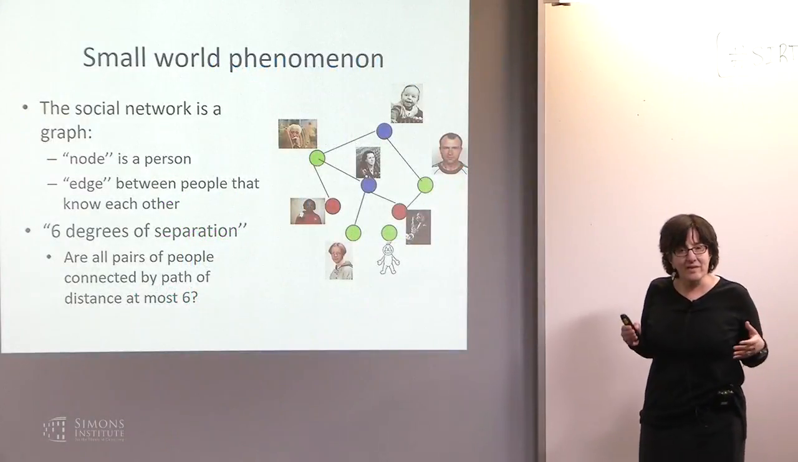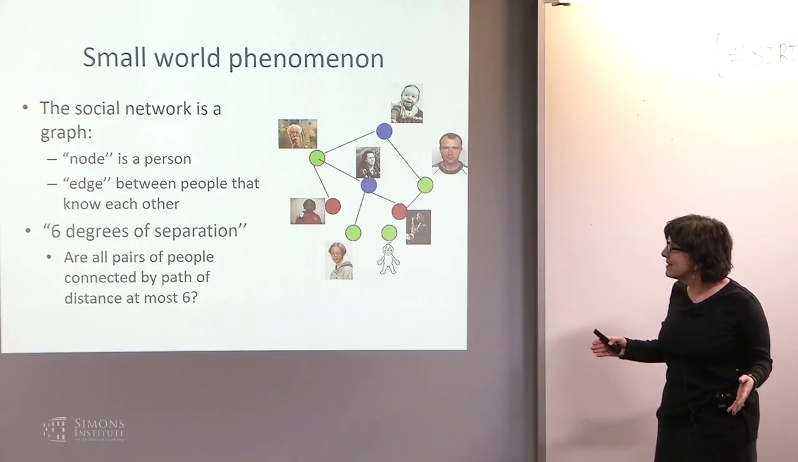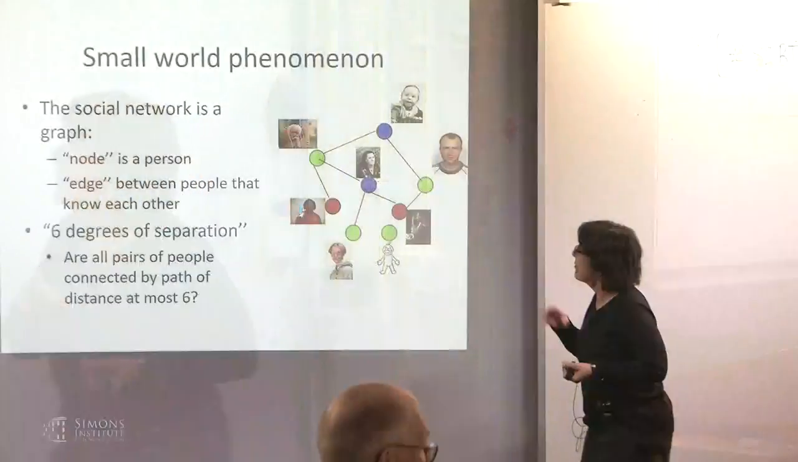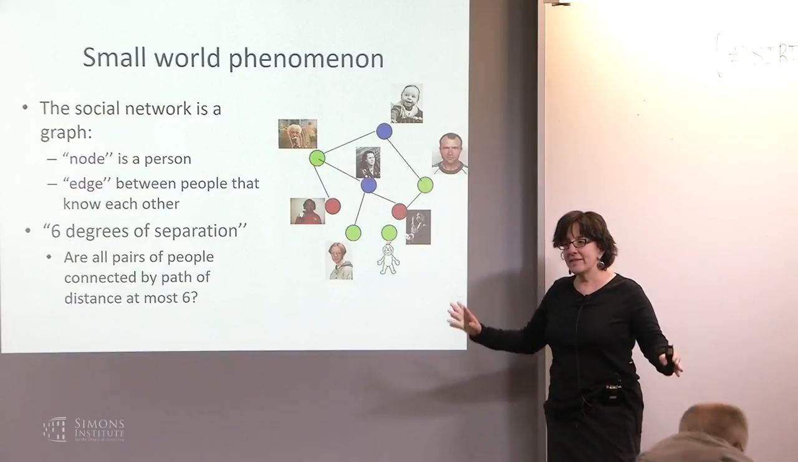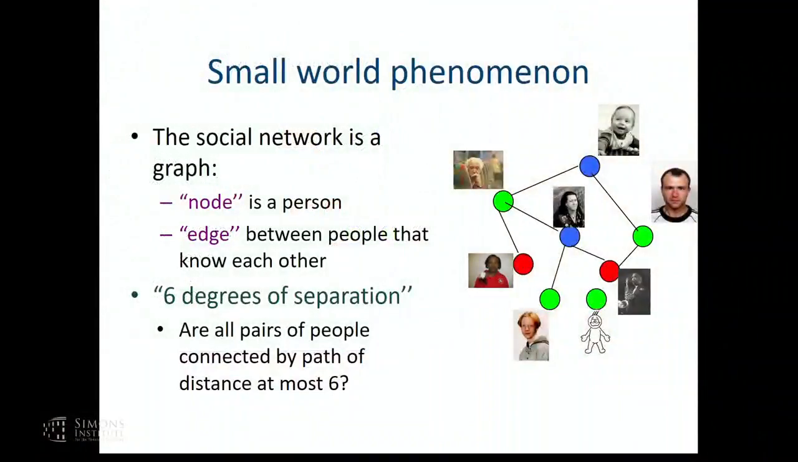Let me, just to make this concrete, start with an example that in this country a lot of people have heard of, but in countries such as Israel, they've never heard of this phenomenon. This is the small world phenomenon. Let's take the social network. This is a graph. Each node is a person. If I know Mike, then we have an edge between us. And if I know Dick, I have another edge between us. Now the question is, are all pairs of people connected by a path of distance at most six?